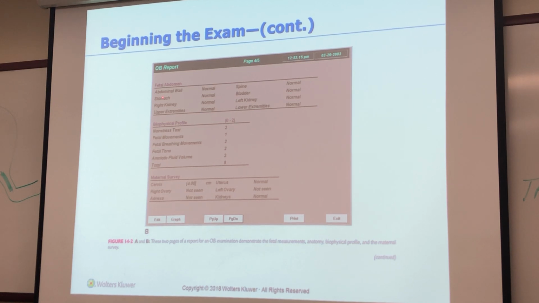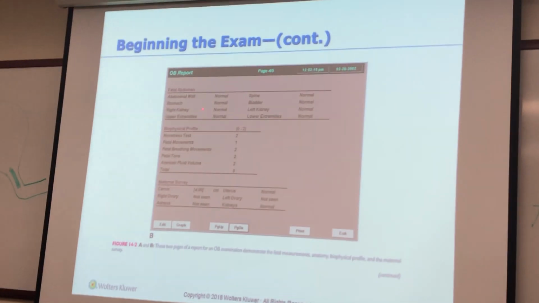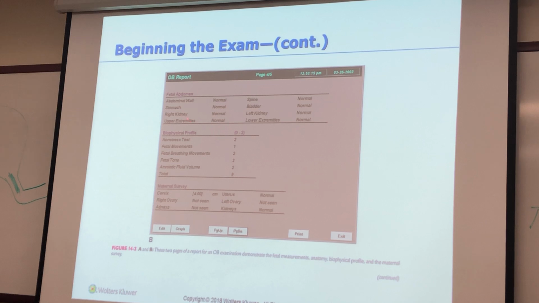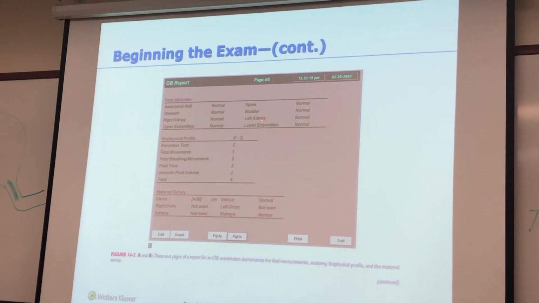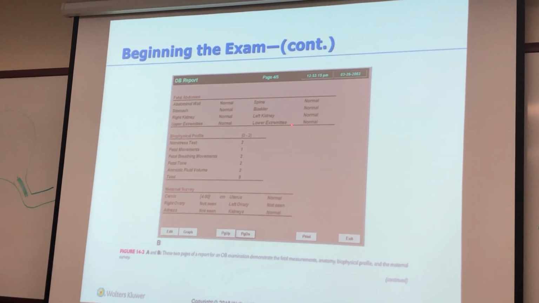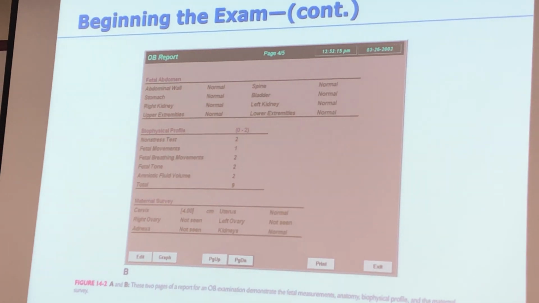So, and here's the OB report. The abdominal wall is good, the stomach's good, the right kidney, the upper extremities, the spine, bladder, left kidney, lower extremities, those are all good.